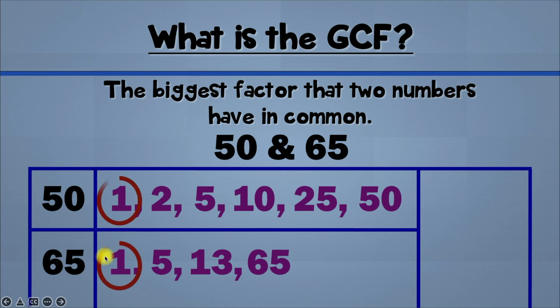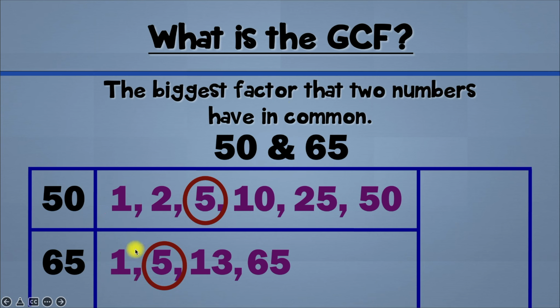What factors do they have in common? Well, we've got 1 that they have in common and 5 that they have in common. And which of those is the biggest factor that they have in common? Well, it's not 1. That leaves us with 5. Therefore, we could say that the GCF of 50 and 65 is 5.